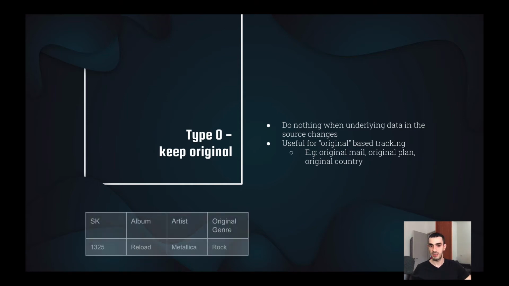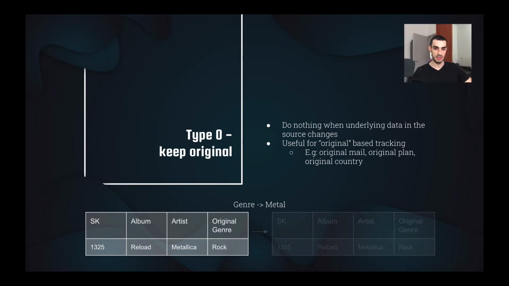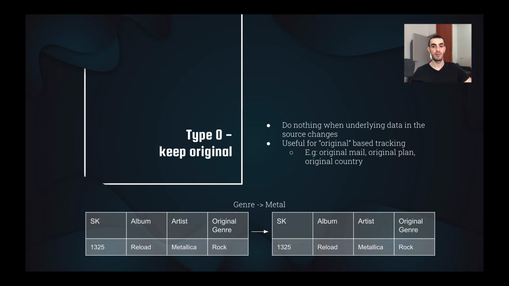So how does it look? Let's say we have a table of music albums where we track the album, the artist of the album, and the genre. And let's say the genre is now changed in the operational database from rock, in this case, to metal. So in type 0, we will not reflect it in our data warehouse. We'll keep the rock. And just to make it clear, we will probably want to mark the column in the data warehouse as original genre, in the column name or something like that.